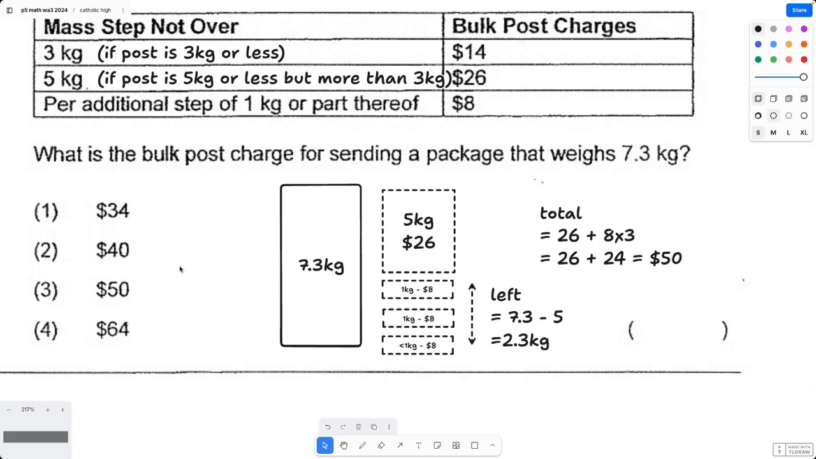So where is $50? Option number 3. That's what we see over here. And the answer is 3. So hopefully this makes sense, because it's always like this, all right?